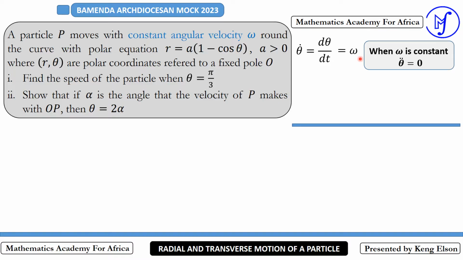The next thing you need to note is that whenever the angular velocity is constant, then the angular acceleration is 0. That is, theta double dot is equal to 0 because theta dot is a constant. Remember, whenever you differentiate a constant, you get 0.